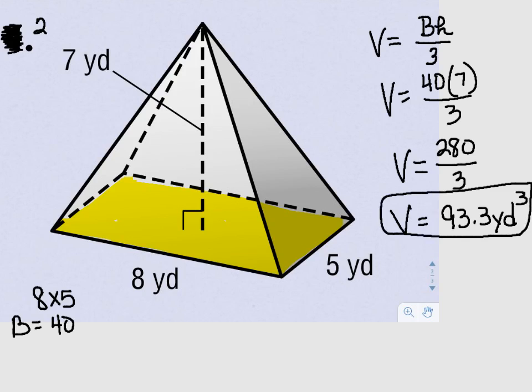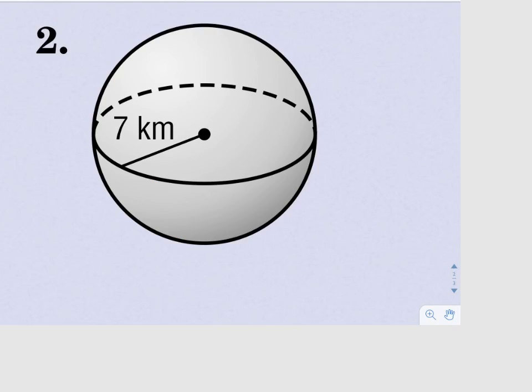Number 3. Okay. Number 3. The first thing we have to do is identify which figure this is. Well, this is a sphere, so let's write down the formula for a sphere. Okay? Volume of a sphere equals 4 times pi times radius squared.